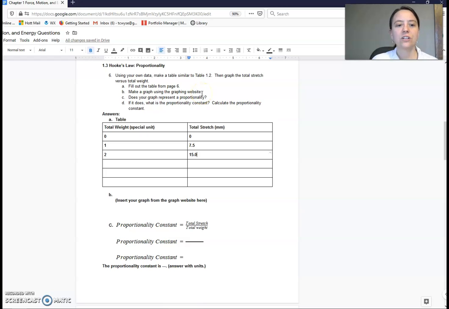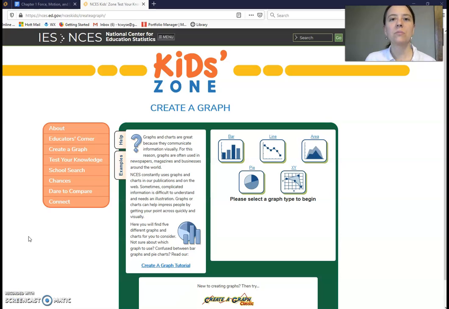And then after you're done with A, so you want to pause the video until you're done with A, and then we're going to make a graph using the graphing website, which we will do together. Okay, we're going to be making a graph using this website, and there will be a link for it in Classroom to make sure it looks like this.